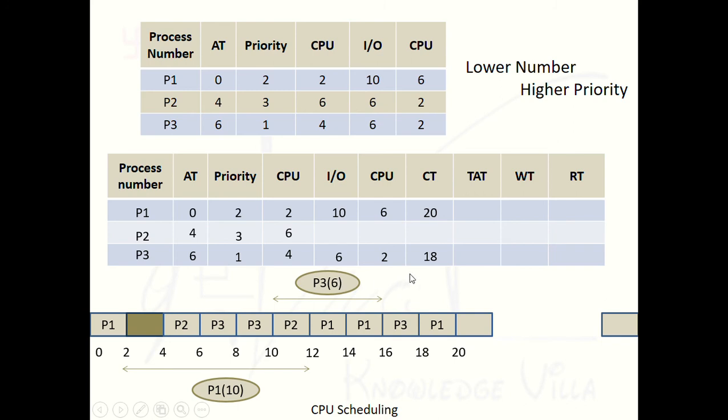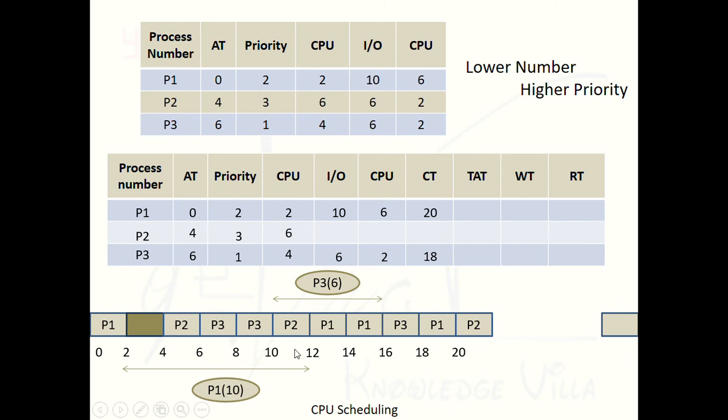Now P3 was completely executed at time unit 18, and now P1 is completely executed at time unit 20. So only one process remains, and that is process P2. So definitely right now we will allocate the processor to process P2, and P2 requires the CPU for 6 time units. Here P2 used the CPU for 2 time units. Here again P2 used the CPU for 2 time units, and again P2 is using the CPU.